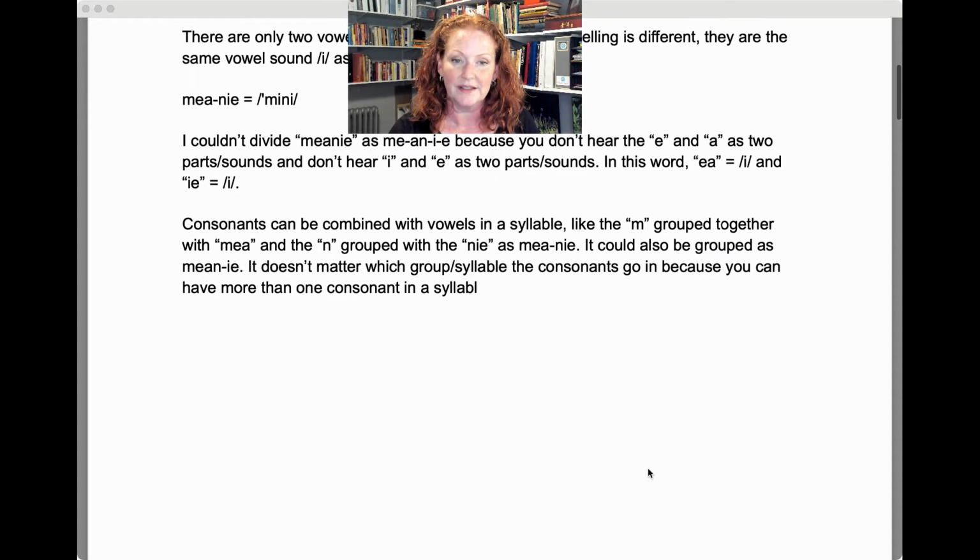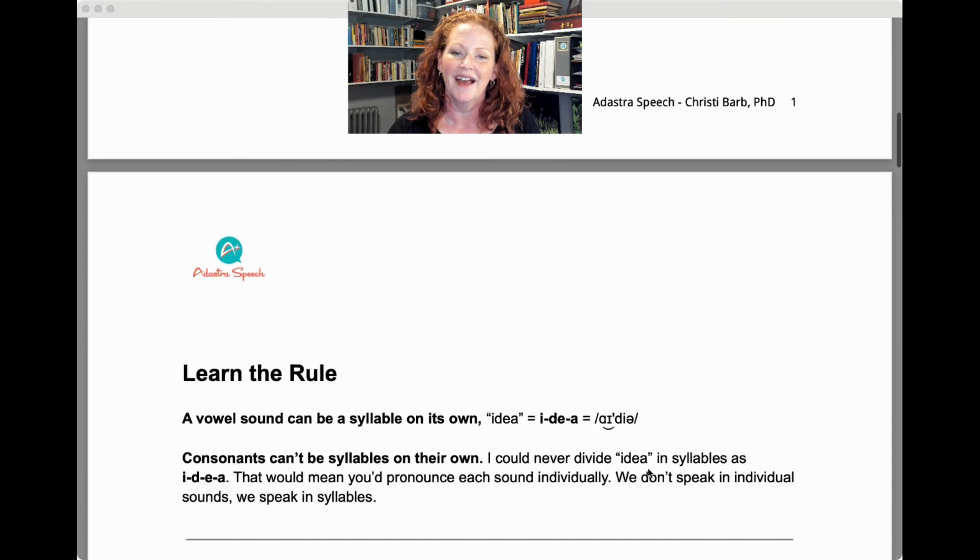One of the main rules is, here's the rule. A vowel sound can be a syllable on its own. You can have I, D, I, D. However, you can't have a consonant as a vowel sound on its own. So you couldn't say I, D, E, because we don't speak that way. We don't speak in individual sounds. We speak in syllables. So you could put the D over with the I if you wanted to divide it and say I'd, E, but the D has to go somewhere. It has to be with a vowel. It can't be by itself. So that's like the basic number 1 rule.